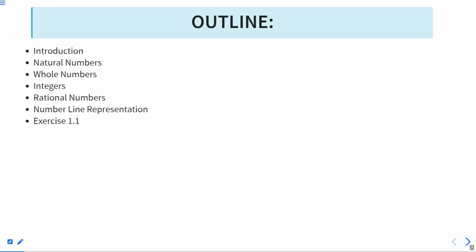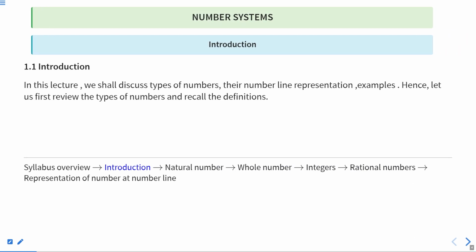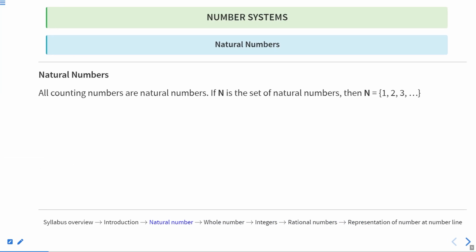In this lecture we will first introduce number systems. What is a number system and how many types of numbers are there, that we'll discuss here. We shall discuss types of numbers, their number line representations, and examples. Let us first review the types of numbers and recall the definitions.